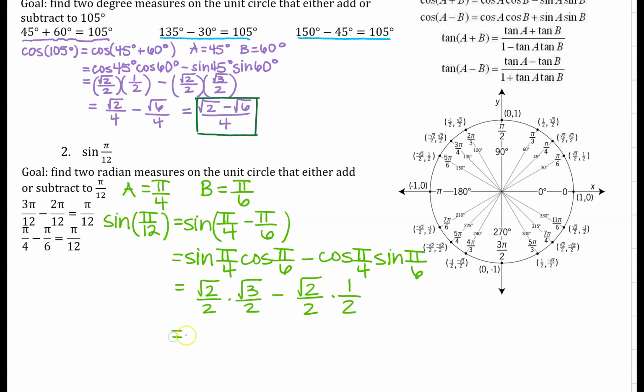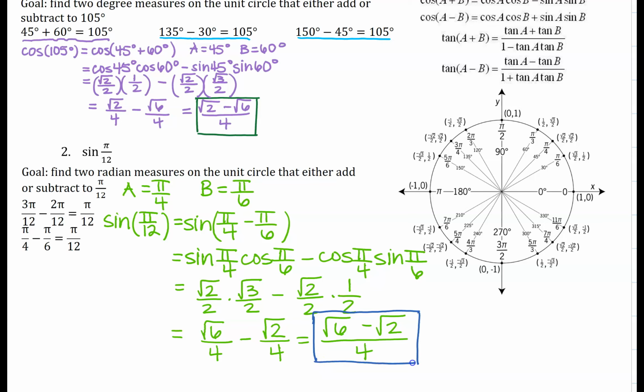And so now multiplying these fractions, root 2 times root 3 is root 6. We just multiply the numbers under the radicals. 2 times 2 is 4. And then we are subtracting. Root 2 times 1 is root 2. And 2 times 2 is 4. We already have a common denominator, so we can write this as one fraction of root 6 minus root 2, all divided by 4. And that is our final answer for sine of pi over 12.